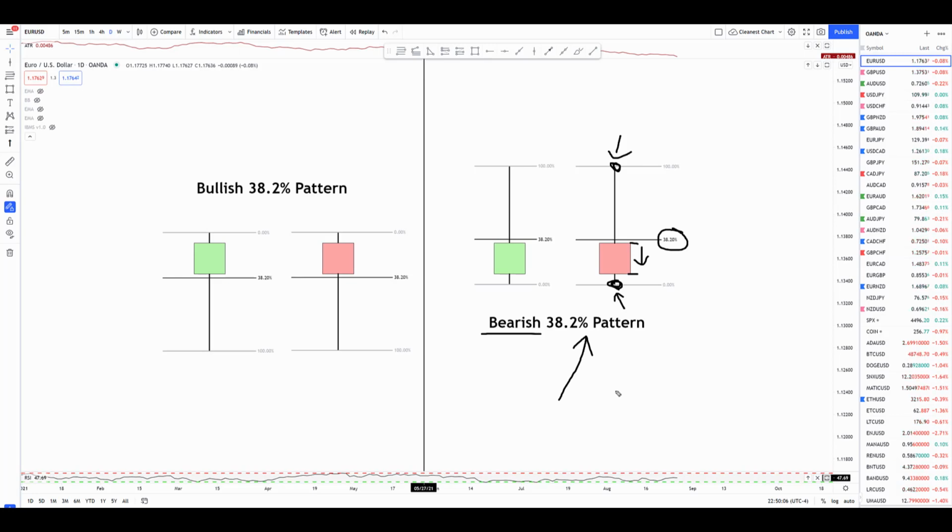Just understand that this engulfing pattern we looked at in the last couple of videos and the 38.2% pattern, bullish and bearish, are the two candlestick pattern entries that we will be using the most throughout this course. So now let's go down to some real charts and check out some real examples of the 38.2% candle.